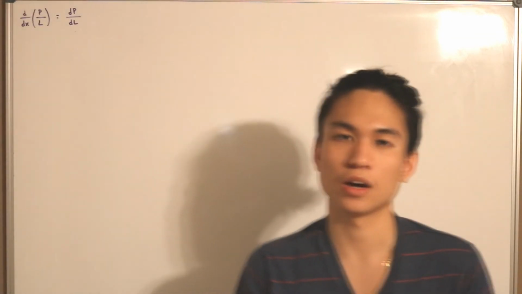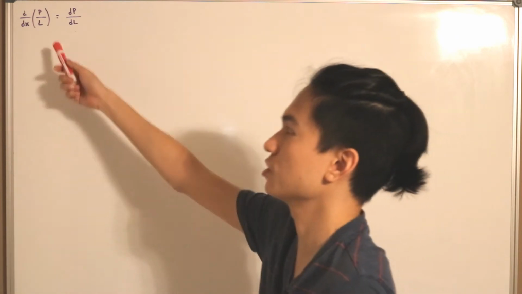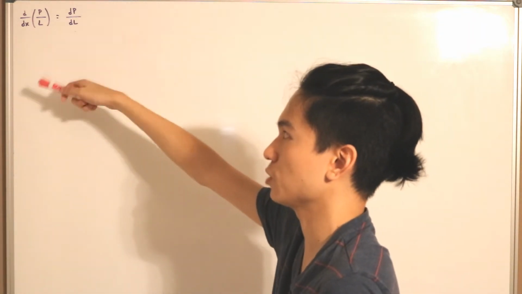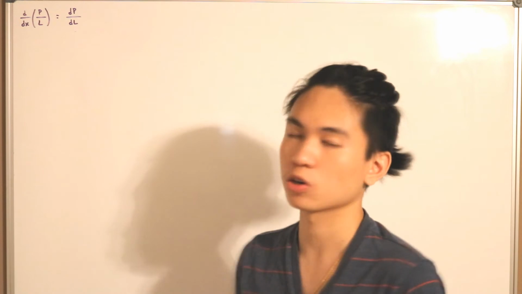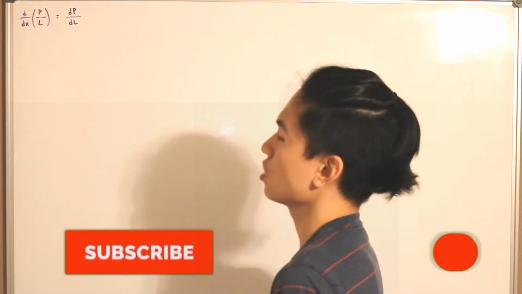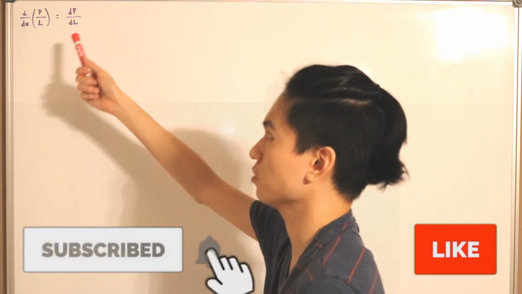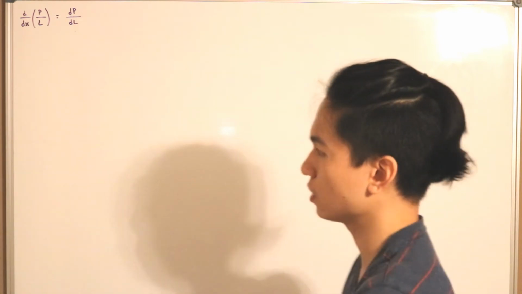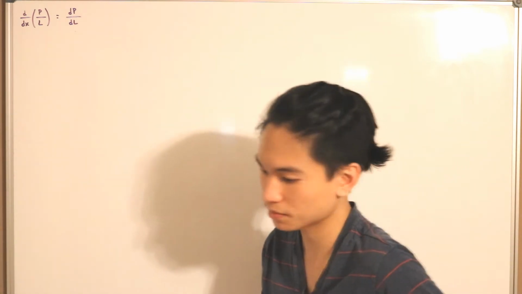Okay, so in today's video, we have the given equation: the derivative of P over L is equal to dP over dL. And our question is, what are the functions P and L such that it satisfies the following given equation? So let's get started.